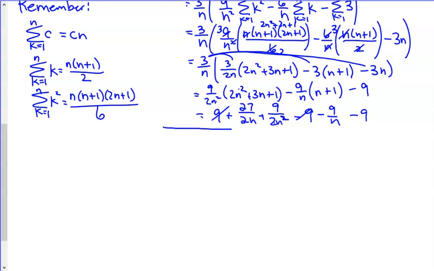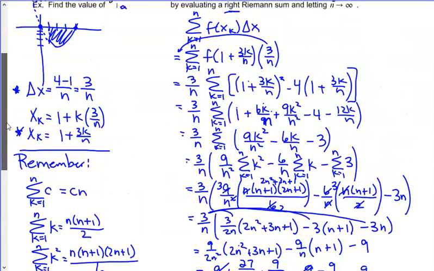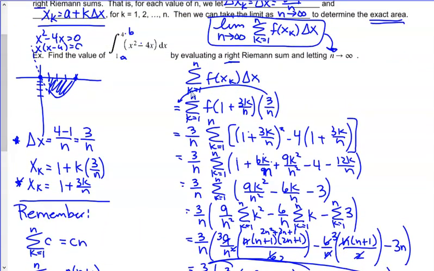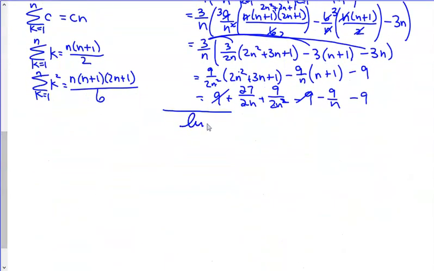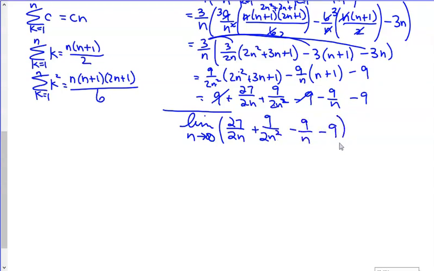And so if you recall, that is what just the summation is equivalent to. When we started, it was that summation of k equaling 1 to n of that function value times delta x. But now, to finish the problem off, I've got to bring back in that limit as n goes to infinity. So I need to now take the limit as n goes to infinity of this 27 over 2n plus 9 over 2n squared minus 9 over n minus 9. And since that's what my expression is equivalent to.